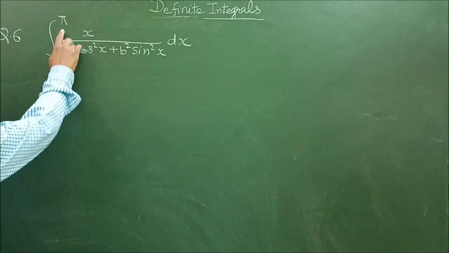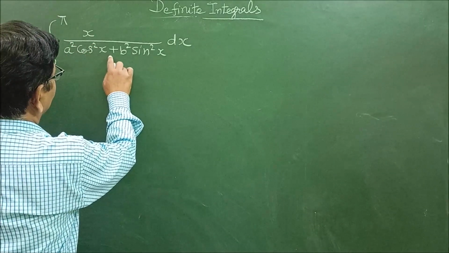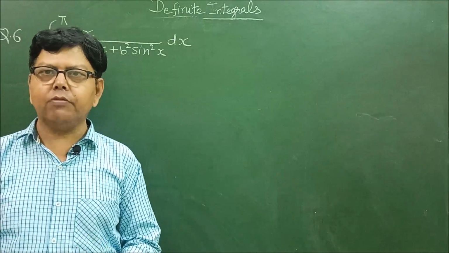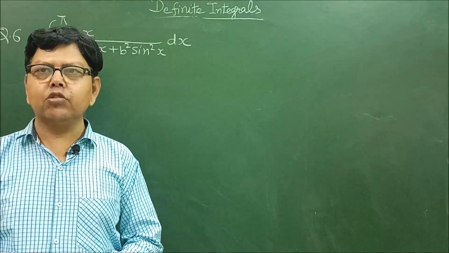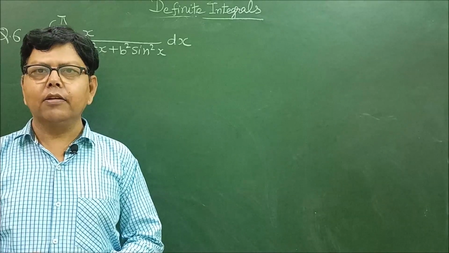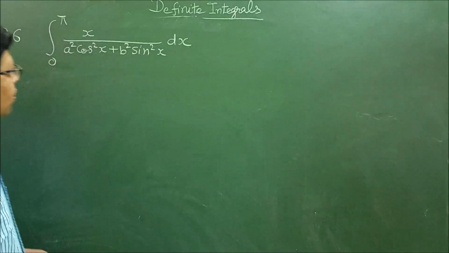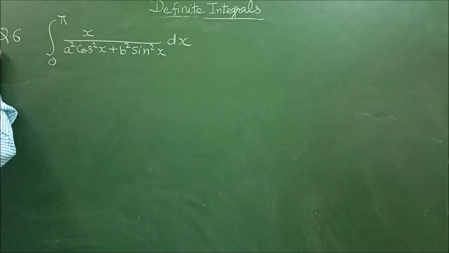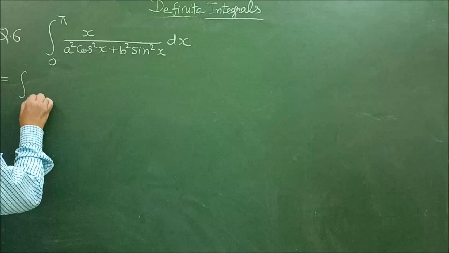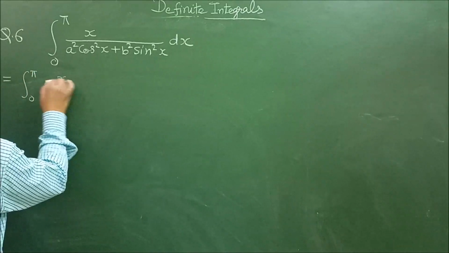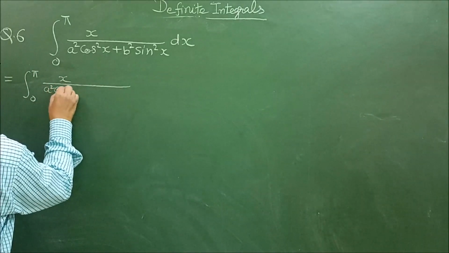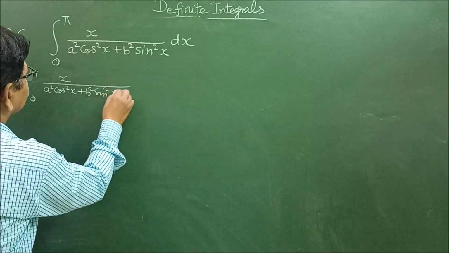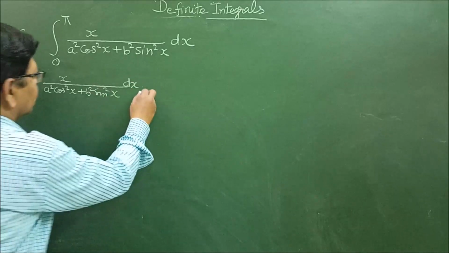Evaluate the integral from 0 to pi of x upon a square cos square x plus b square sin square x dx. Whenever we have x in a function, we need to remove it so that the integral can be integrated easily. So let us take this integral equal to I. I is equal to the integral from 0 to pi of x upon a square cos square x plus b square sin square x dx. This is first.